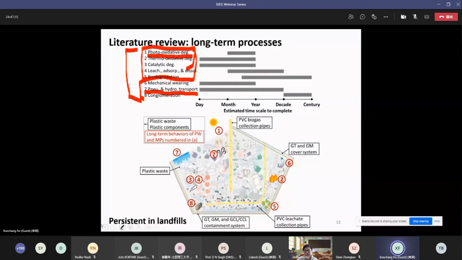So there are quite a few things going on. We need to first understand the so-called long-term processes, and later on we can think about how to do the proper monitoring, mitigation, and engineered controls for the plastic waste and microplastics.